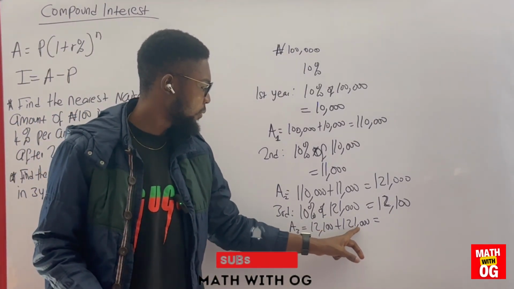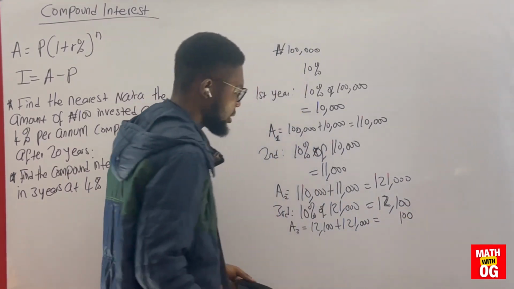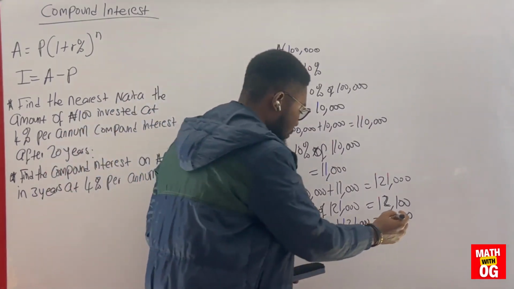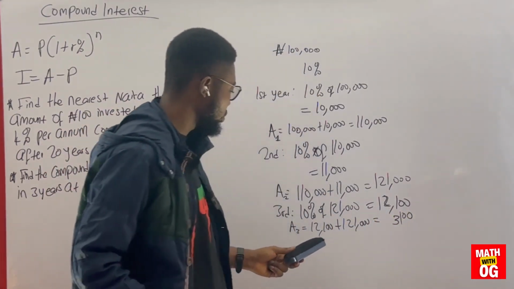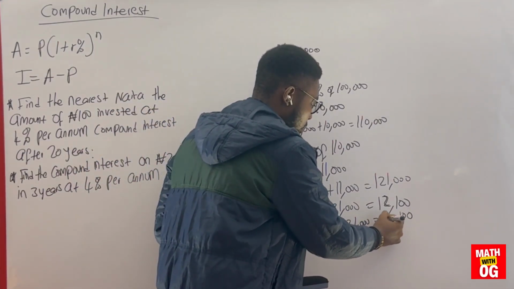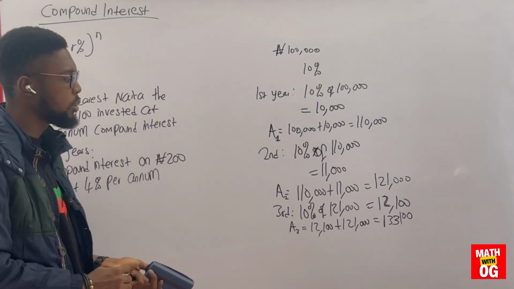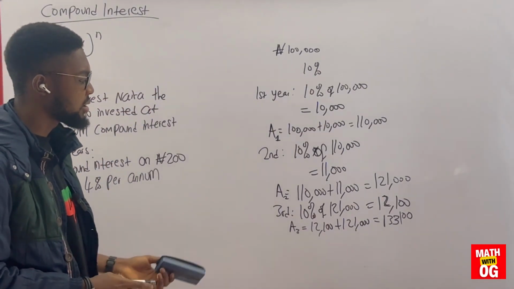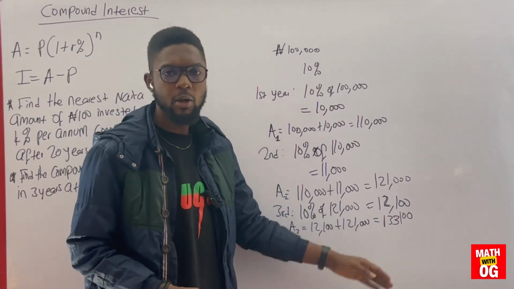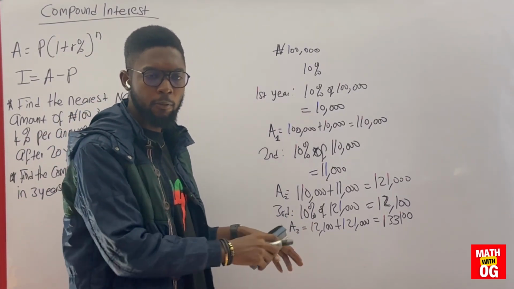So I'll put 12,100. Then you have your 1 plus 2, and that will give us 3. And also you have your 2 plus 1, that will give us 3. We still have a 1 here, so that is 133,100 naira. So you can see that this is the amount at the end of the third year, which will act as the principal in the beginning of the fourth year.